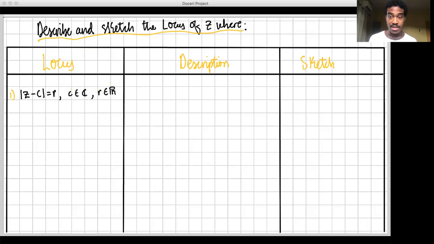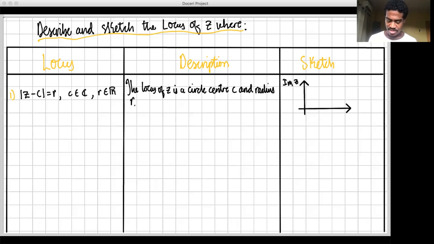That is similar to the one that we just looked at, but in our case, c is 0, and c is the center of the circle. The description for this is a circle. The locus of z is a circle, center c, and radius r. And then the sketch, this is just a general sketch of it here. This is what you would have here.